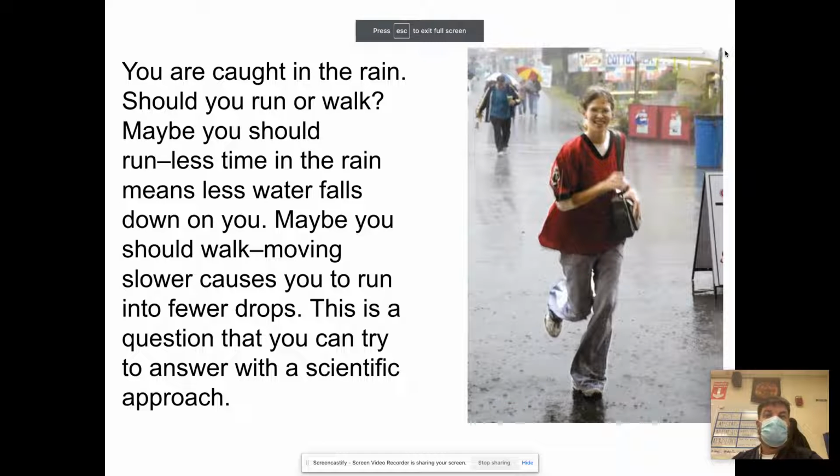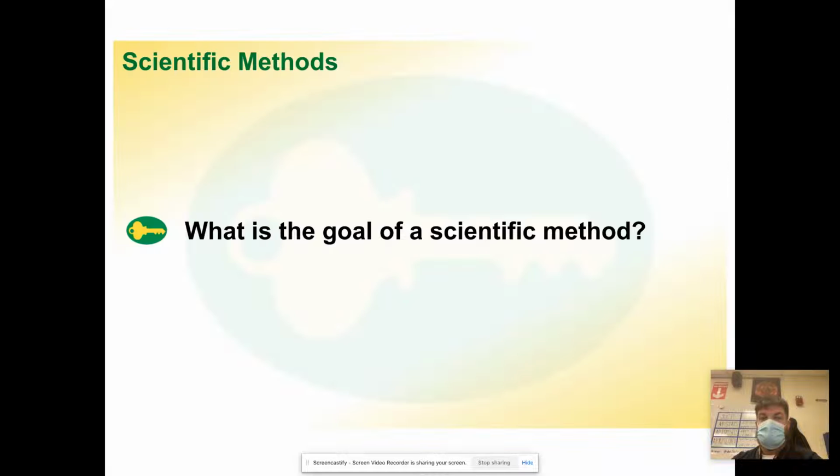Consider being caught in the rain. Should you run or walk? Maybe you should run: less time in the rain means less water falls down on you. Maybe you should walk: moving slower causes you to run into fewer raindrops. This is a question you could try to answer with the scientific approach.